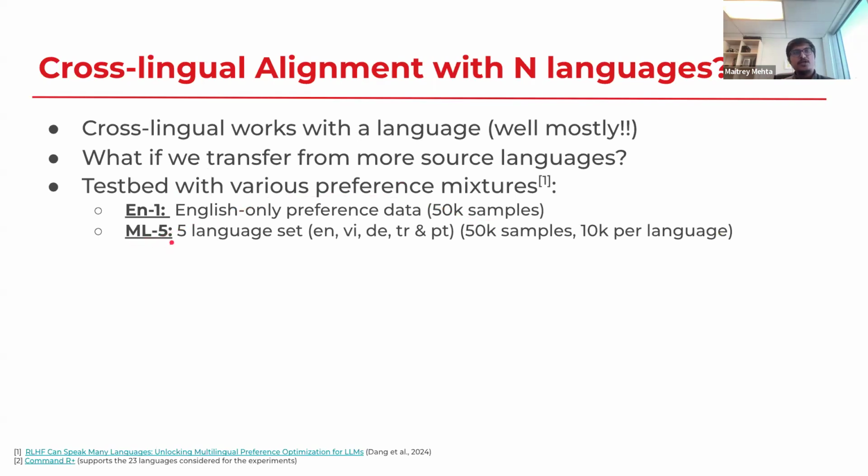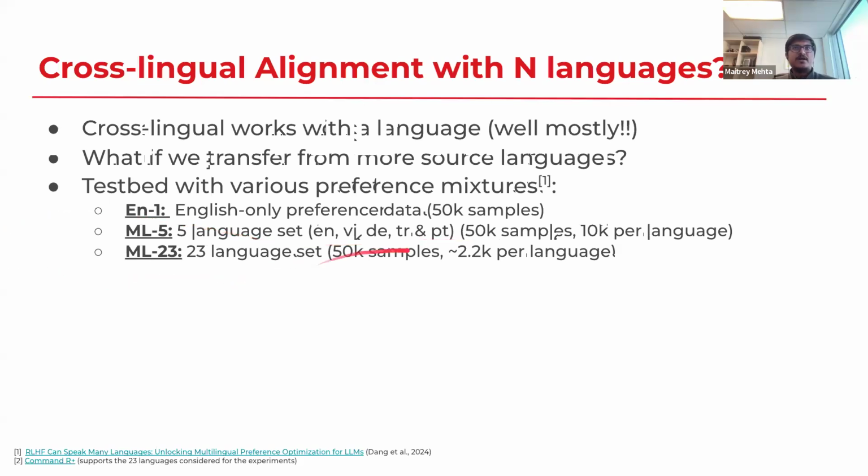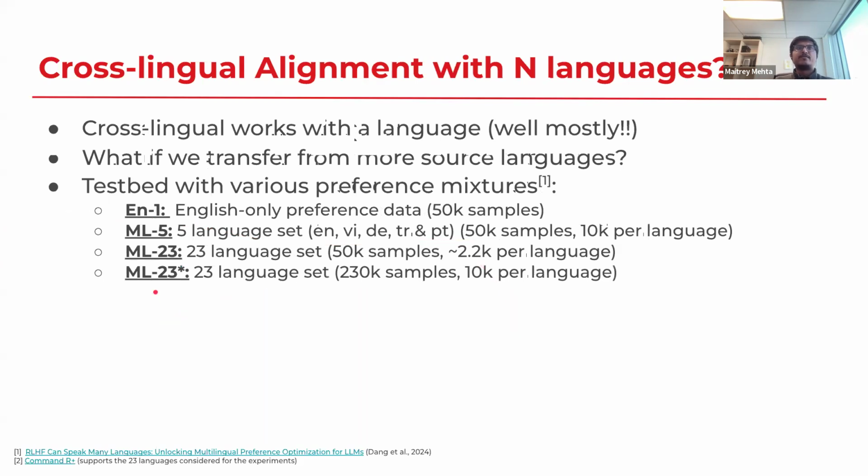Then they used a multilingual 5-language set, with 10,000 samples per language to make a 50,000 sample set of preference data. Then they used a 23-language set, again cumulatively 50,000 samples, roughly 2.2 thousand per language. And finally, they did a 23-language mixture where there were 10K samples per language. In total, 10K times 23, so 230K samples, right?